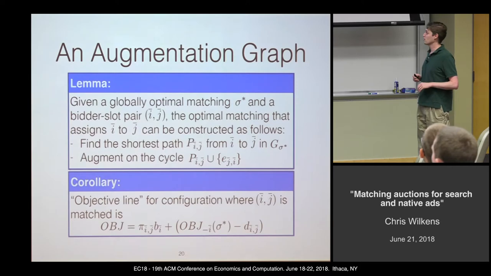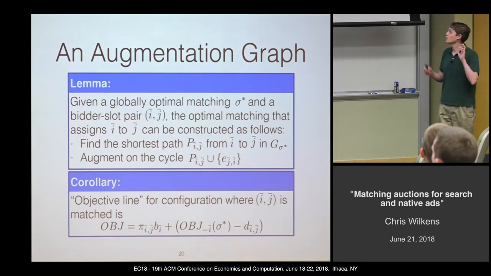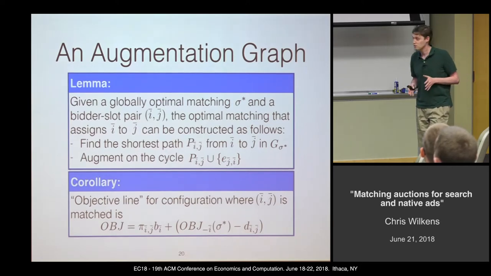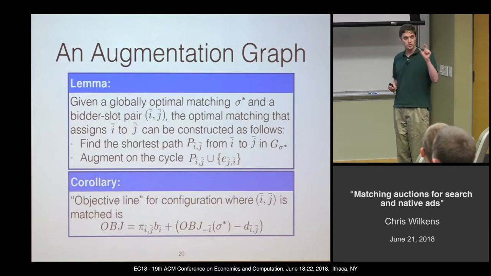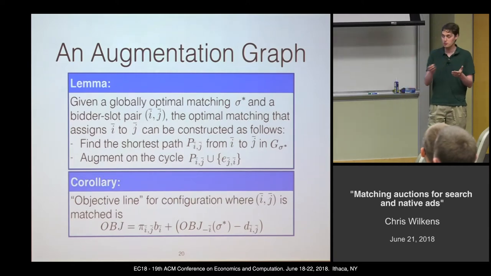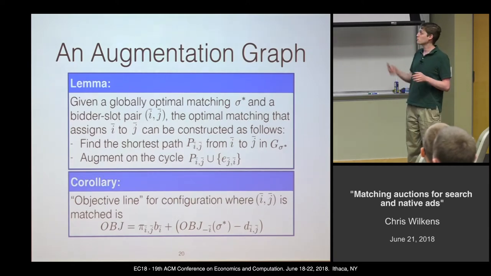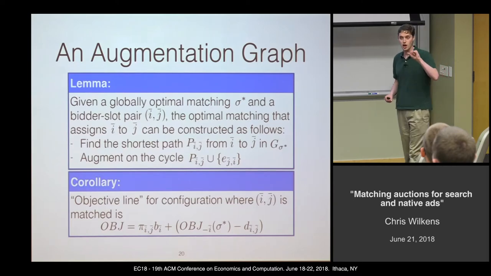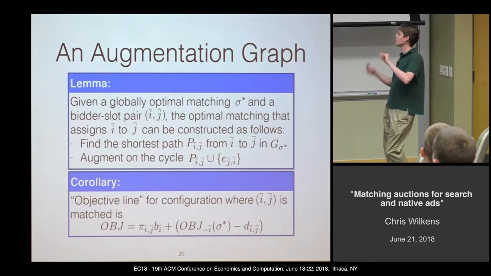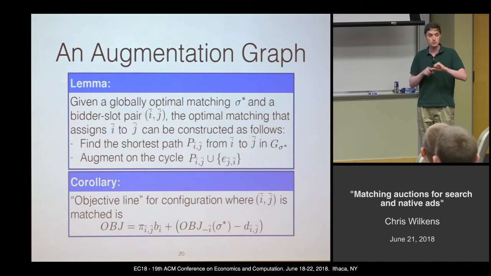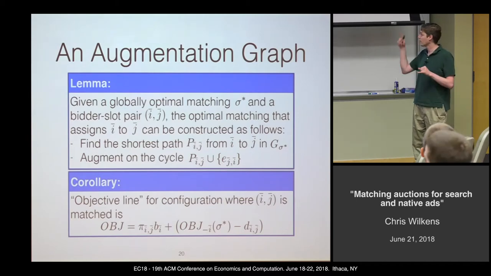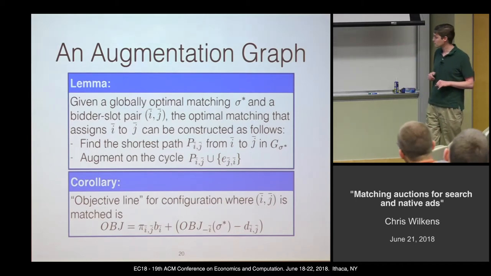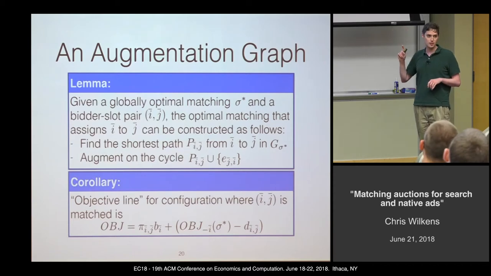So just to formalize this statement, we have a lemma that says if you give me the globally optimal matching and you give me a pair, i bar and j bar, I can find the optimal matching that includes this edge i bar j bar simply by taking the shortest path through this augmentation graph and then adding the last edge to complete the cycle. Of course, I didn't actually care about the matching. I really just cared about that line.